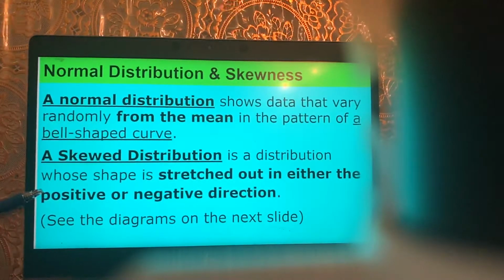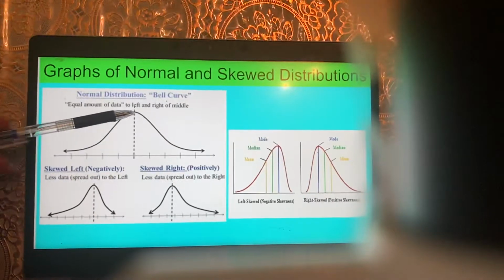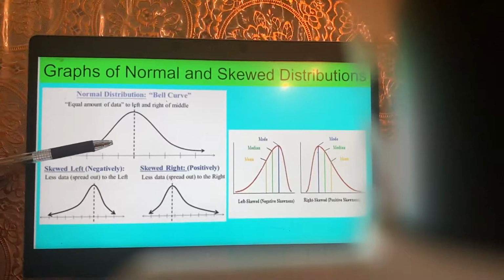This depends on how many data values are in the center. If there are many of them in the center and uniformly spread out to both ends, to the left or right, it will be called a normal distribution. For instance, this is an equal amount of data to the left and to the right, so many data values are accumulated here. This is a bell shape. This is called normal distribution, the bell curve.